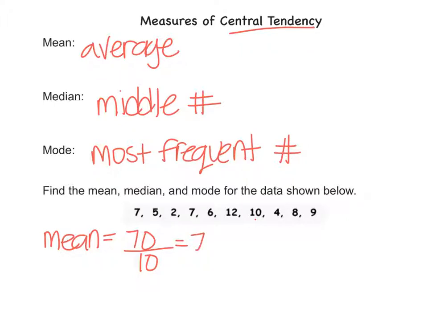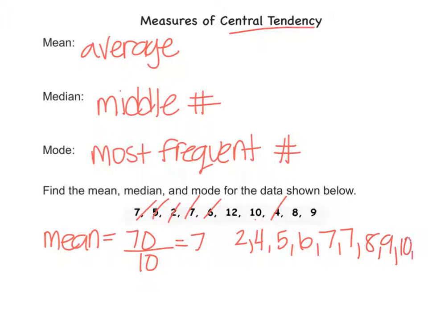Okay, so now for the median, I'm going to go ahead and reorder these numbers because I really don't know my median until I do that. So I would put 2, then it looks like my next biggest is 4. I like to kind of cross them off as I go. That helps me keep track. Then I have 5, 6, and I have 2 7s. And then 8, 9, 10, 12. Okay, so I've taken care of all of these.